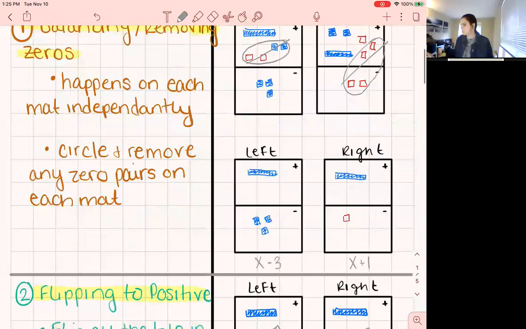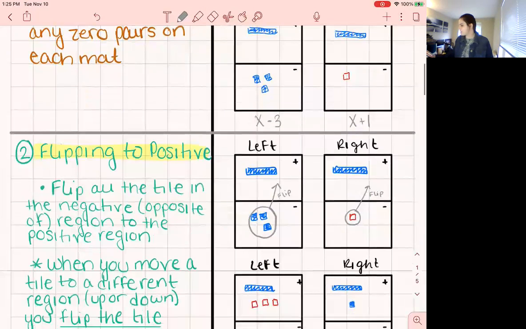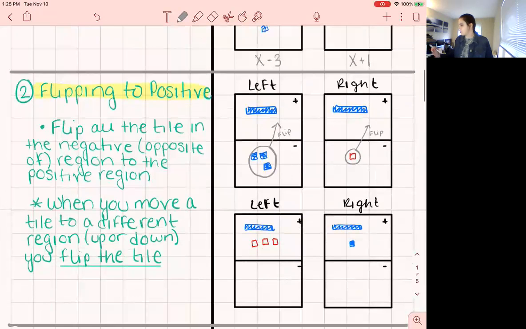So step 2 is flipping to positive. So what happens in step 2 is we take any tiles that are down in the bottom and we're going to move them so that they're up top, which we are totally allowed to do as long as when we move them, we flip their color.